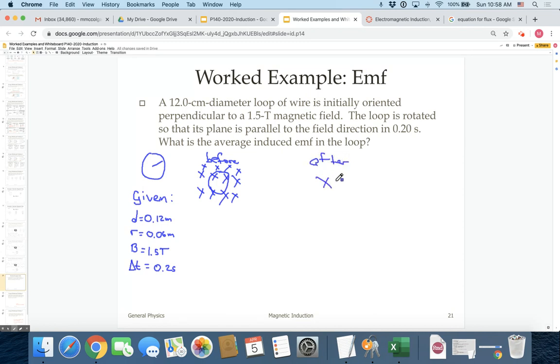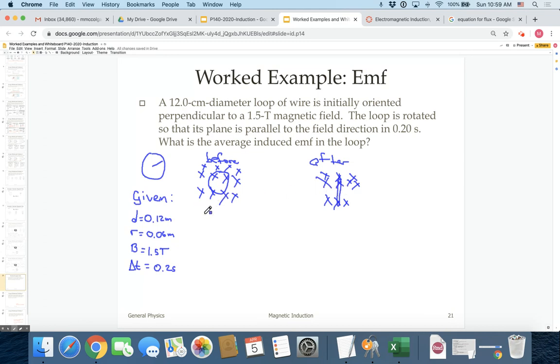I'm going to draw that magnetic field again. Right, and now my loop is rotated. So at first it's perpendicular, and now it's parallel. So that means it's going to look like I'm just looking at it from the side, right? So the magnetic field now isn't going through the loop of wire, since the loop is turned so that none of the flux lines can make it through.